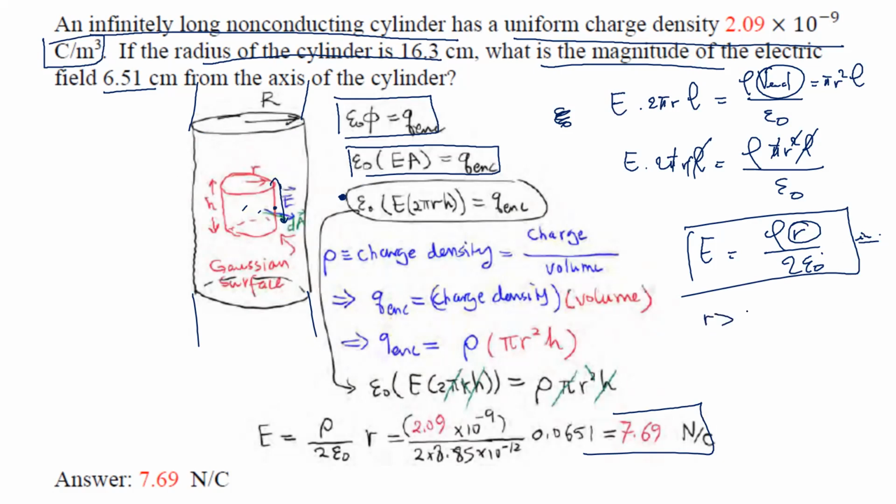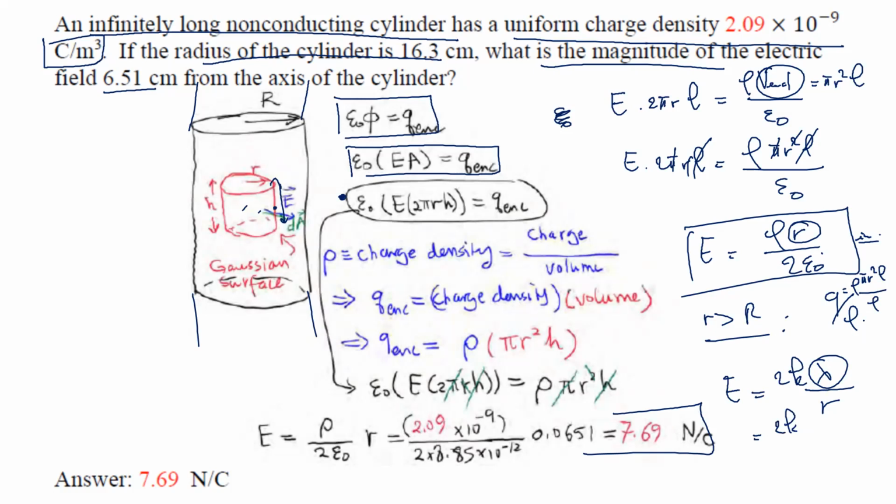Now outside, when r is bigger than R, I will have E equal to 2k lambda divided by r. But again, this lambda here, how do I need to define it? It's total charge divided by L. You can say this total charge is just rho multiplied by V, which is pi R square multiplied by L, divided by L. So the electric field outside is just 2k lambda.